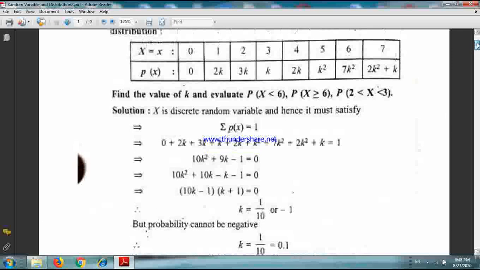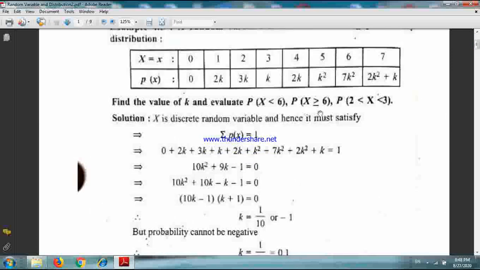Next, probability x greater than or equal to 6, I tell you. Greater than or equal to 6 means probability x equals 6 plus probability x equals 7. So 7k square plus 2k square plus k, and then put the value of k.